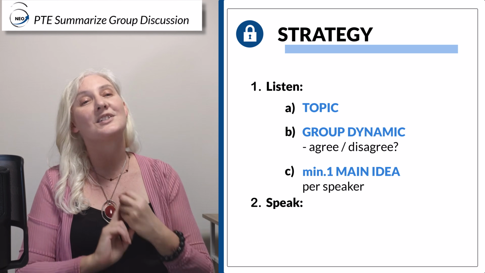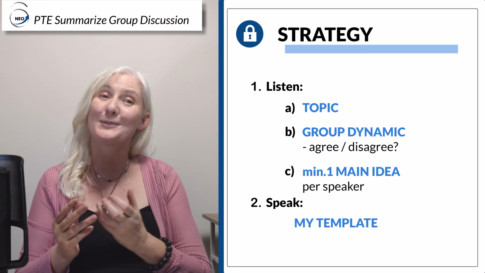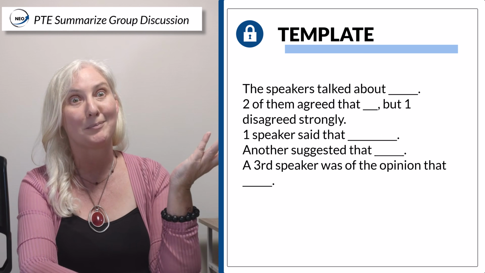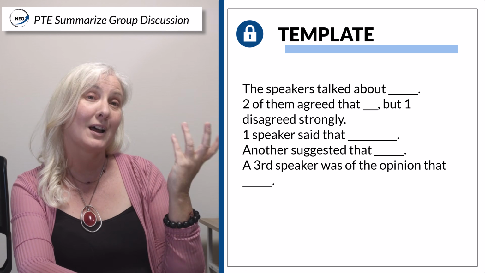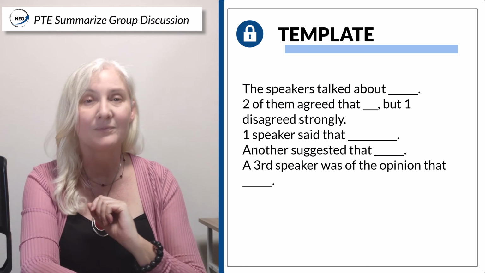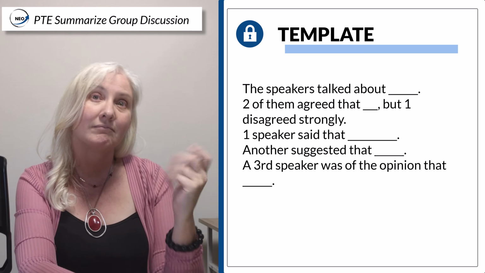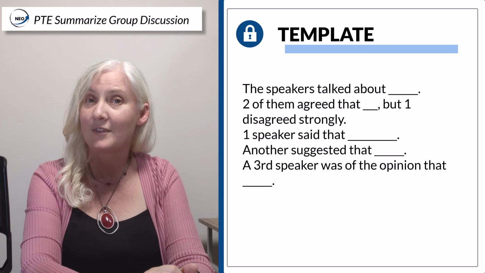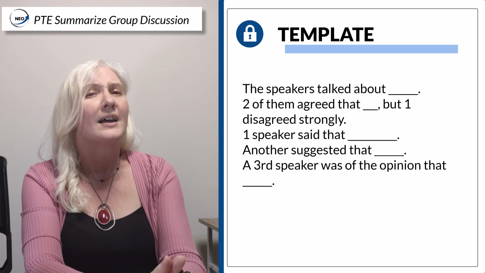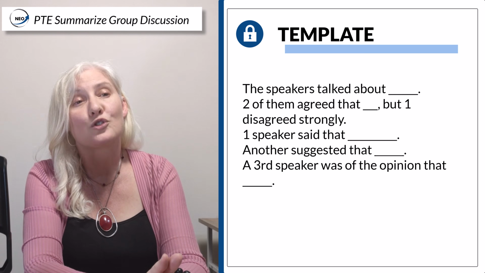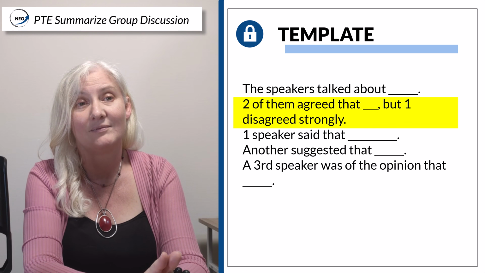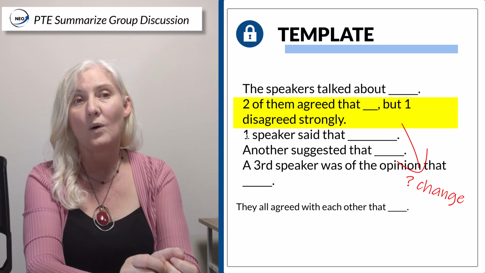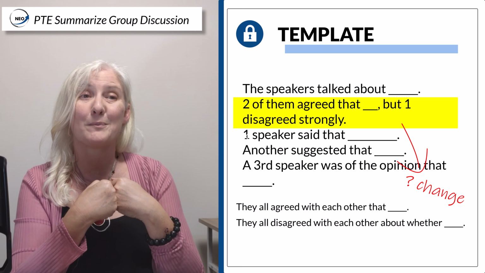Step 2, speak using my simple, flexible template. The speakers talked about blah, blah, blah. 2 of them agreed that blah, but 1 disagreed strongly. One speaker said that, another suggested that, a third speaker was of the opinion that. Depending on the conversation, you should adjust this line. You can change it to they all agreed with each other that, or they all disagreed with each other about whether.